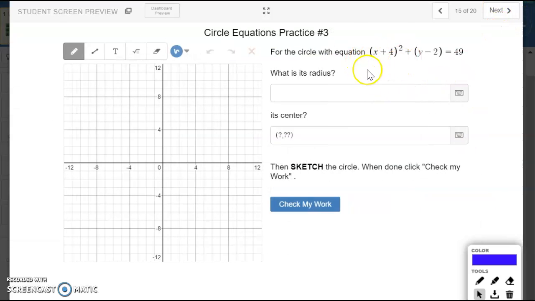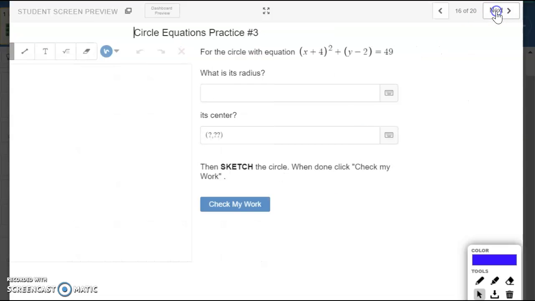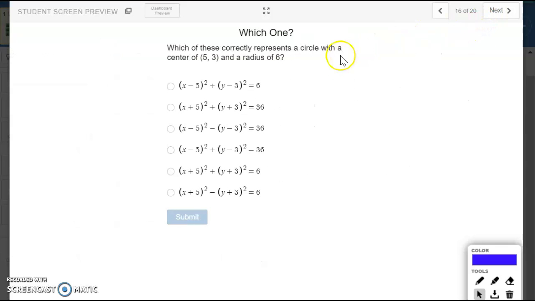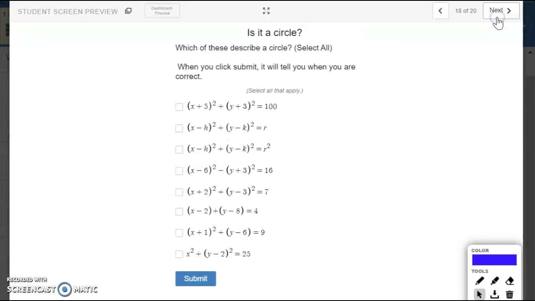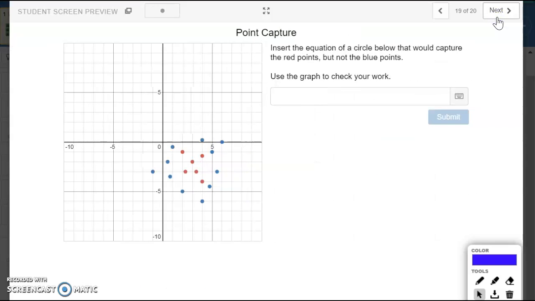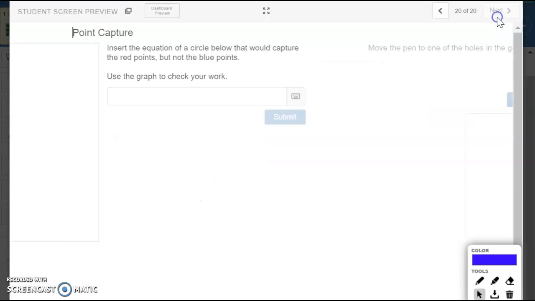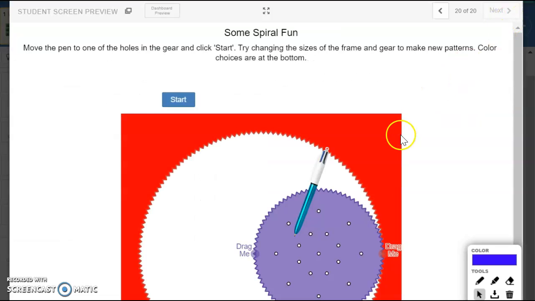Okay, and I think you can finish card number 15 and 16. I think you can do the rest yourself. Try to figure out which is the right one. And this is just a fun activity.